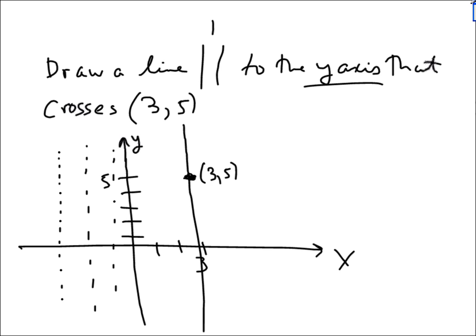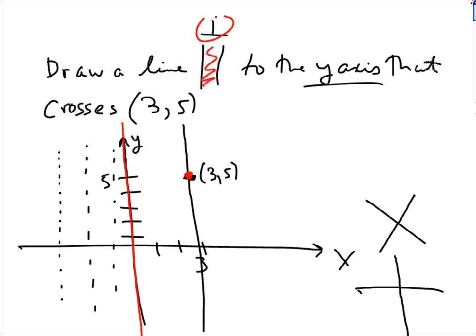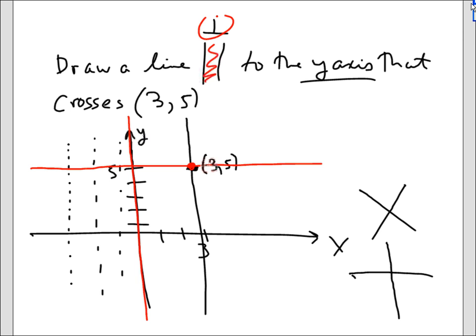If I would have said perpendicular to the y-axis instead, well, perpendicular lines cross at right angles. Well, the y-axis is vertical, so perpendicular lines would be horizontal. So draw a line perpendicular to the y-axis that crosses 3, 5. Well, here's 3, 5, and here's the y-axis. So you need to go perpendicular to the y-axis and cross 3, 5. That would be your answer.